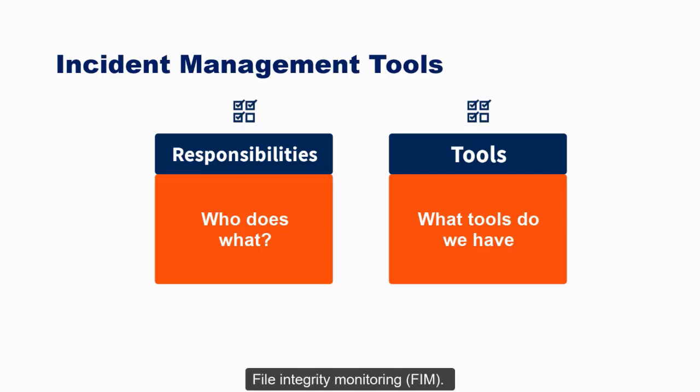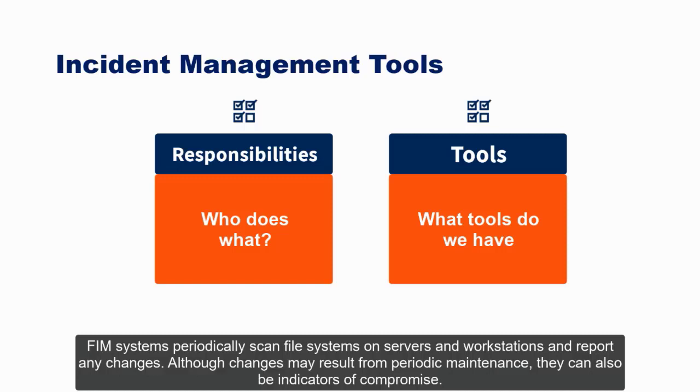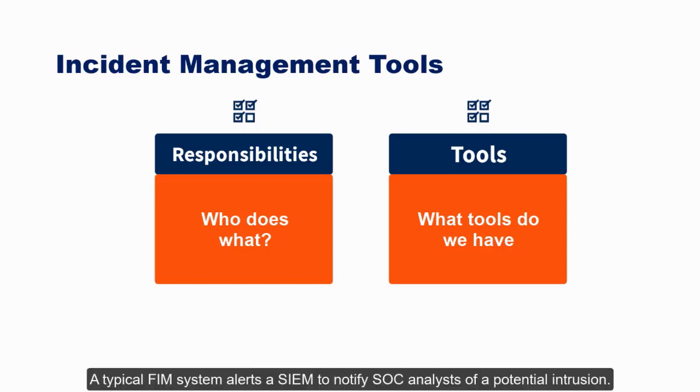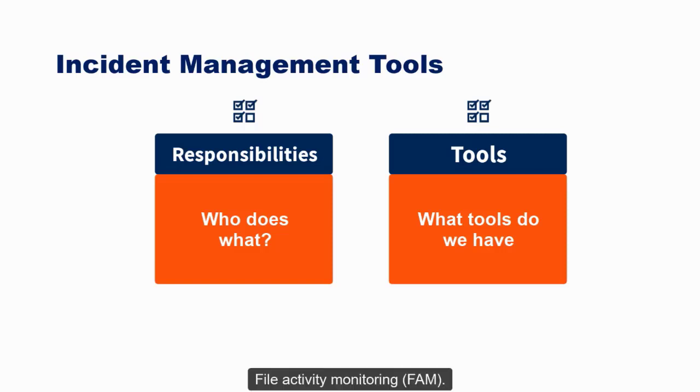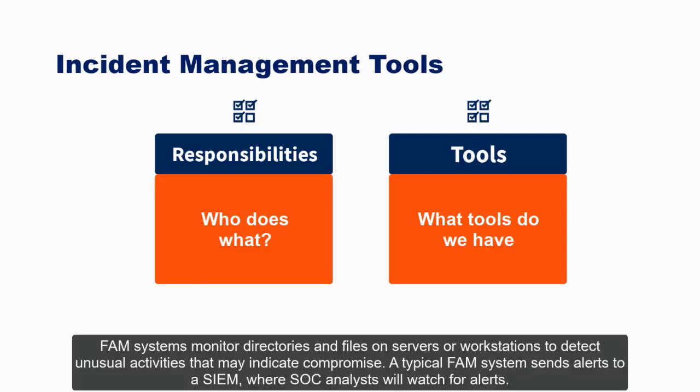File integrity monitoring, FIM. FIM systems periodically scan file systems on servers and workstations and report any changes. Although changes may result from periodic maintenance, they can also be indicators of compromise. A typical FIM system alerts a SIEM to notify SOC analysts of a potential intrusion. File activity monitoring, FAM. FAM systems monitor directories and files on servers or workstations to detect unusual activities that may indicate compromise. A typical FAM system sends alerts to a SIEM, where SOC analysts will watch for alerts.